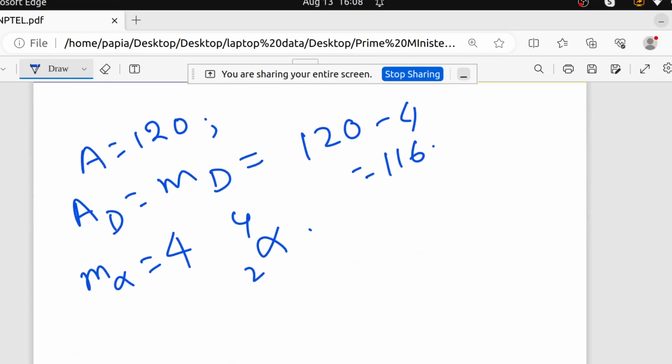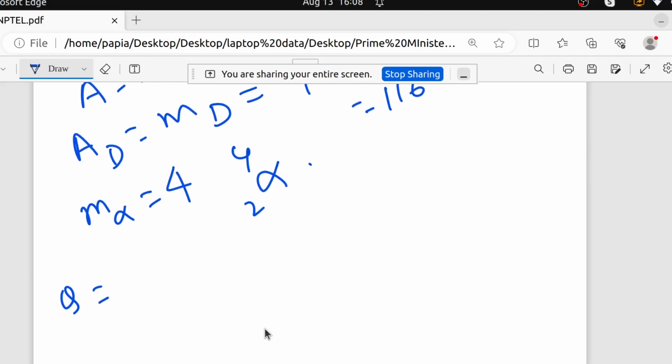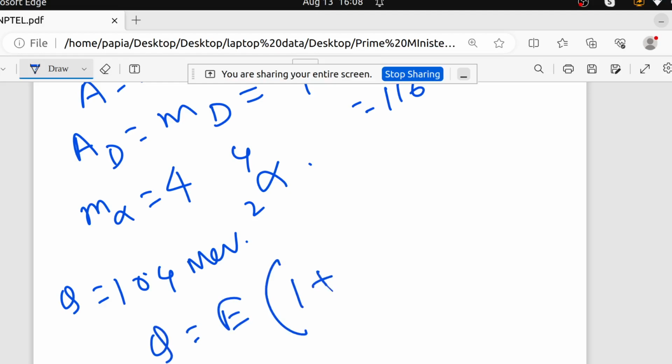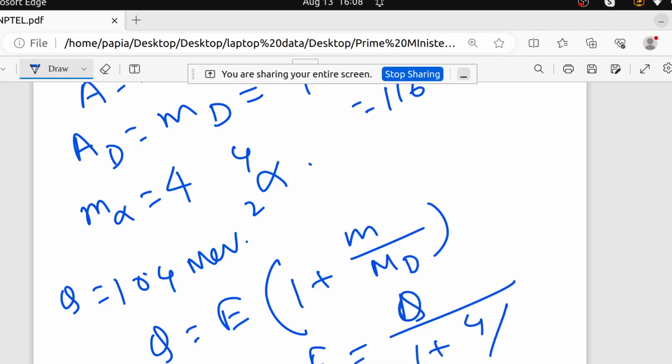Also it is given that Q is 10.4 MeV. As we know, Q is E into 1 plus M by MD. We can have E of alpha as Q by 1 plus 4 divided by MD, which is 116.